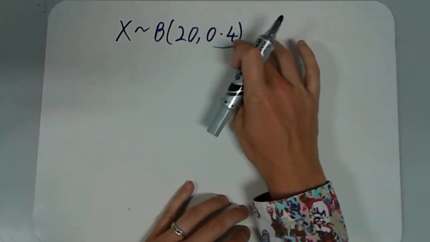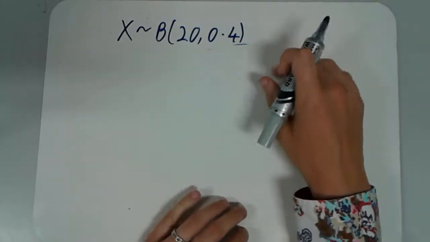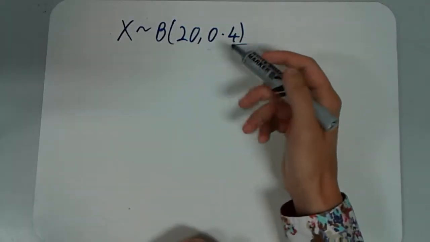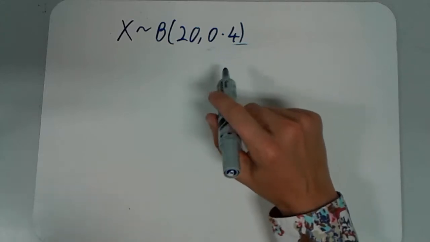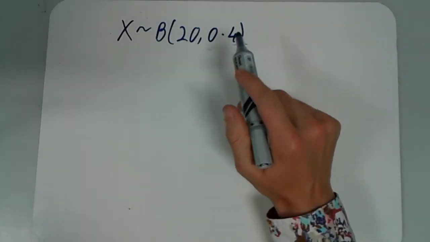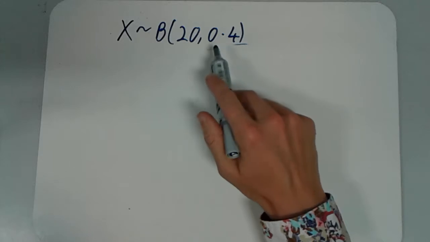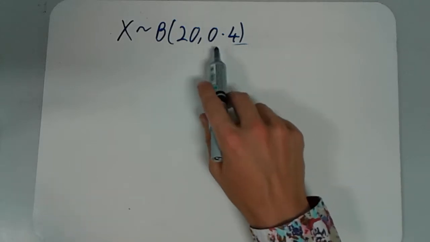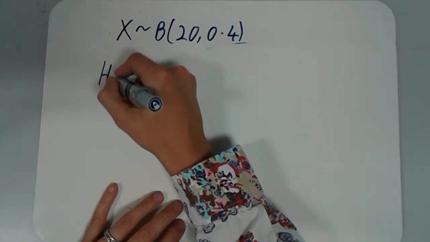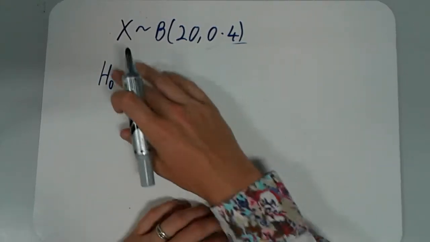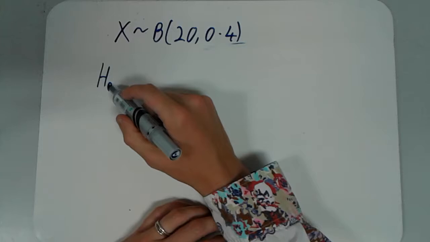So perhaps we've had some claim, maybe we've bought a packet of seeds and we've been told that 40% should germinate, but when we actually grow our plants, we find that it's less than 40% that germinate, and we suspect that this is an incorrect claim. So we're going to state two hypotheses. These are the claims that we're investigating.